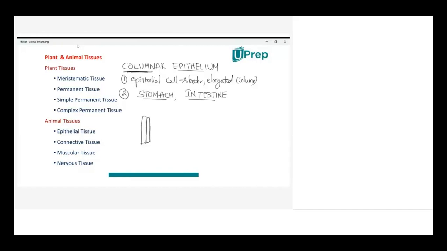The elongated epithelial cells, but the nucleus might be at the bottom. Majorly, you will find the nucleus at the bottom, not at the center in these cells. So assume that these are the columnar epithelial cells lining the intestine. Suppose first I'll discuss the stomach, then we'll go for the intestine. Assume that this is the stomach, and around the stomach you are having these cells.